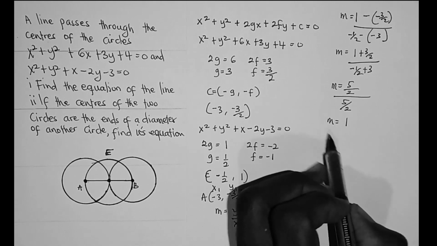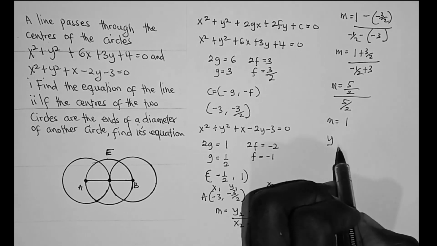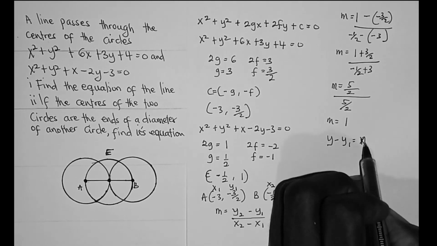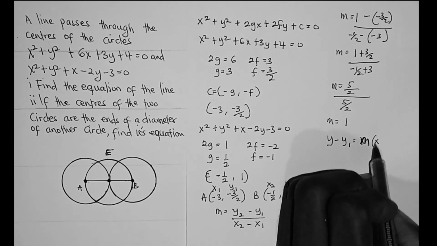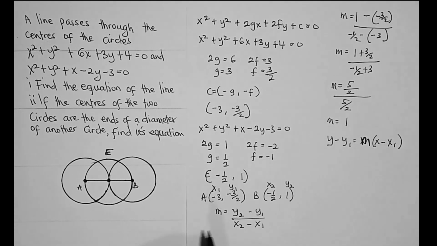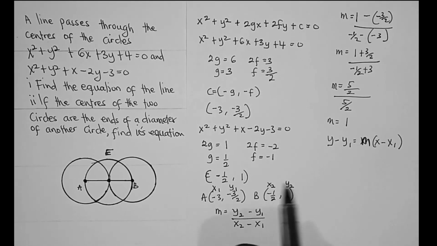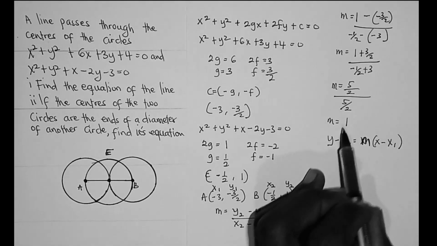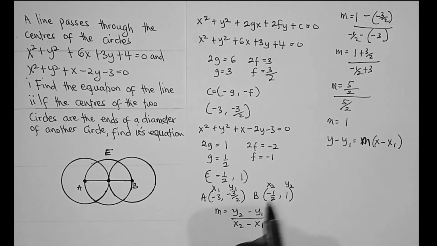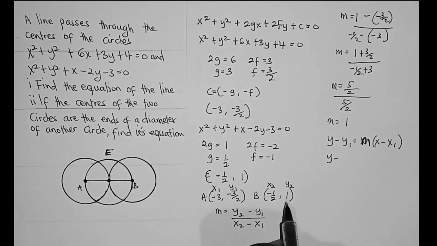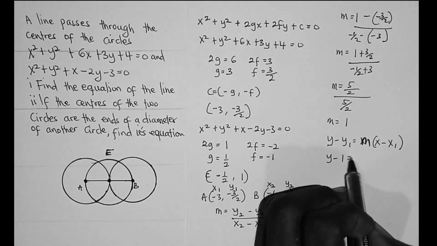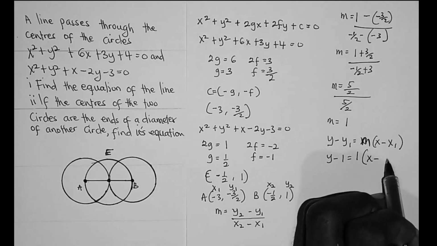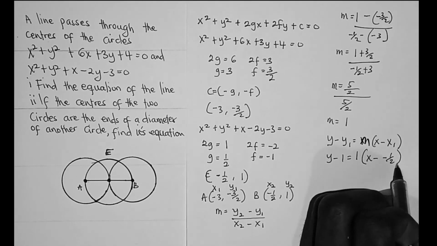Now we know that the equation of a line is given by y minus y1 equals m, the gradient, times x minus x1. So we need to use one of the points to find the equation of the line, since we have the gradient. So let's use this point. So y minus y1, which is 1, equals m times x minus x1. In this case, it will be minus 1 over 2.